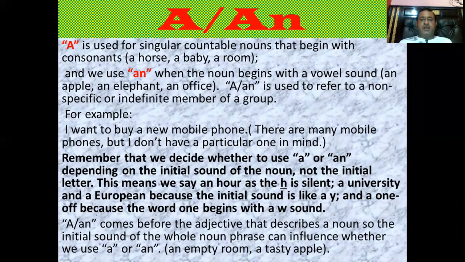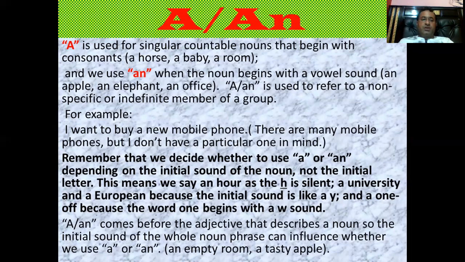This means we say an hour, although it begins with H, because here H is silent, so it gives a vowel sound, that is our, so we use an with hour. A university and a European, because the initial sound is like a Y, and a one-off, because the word begins with the sound V. Yesterday I saw a one-eyed person. Although it begins with a vowel, that is O, it gives the sound of W, one. So a one-eyed person, so we use a with one. So whether to use a or an depends on the initial sound of the word.